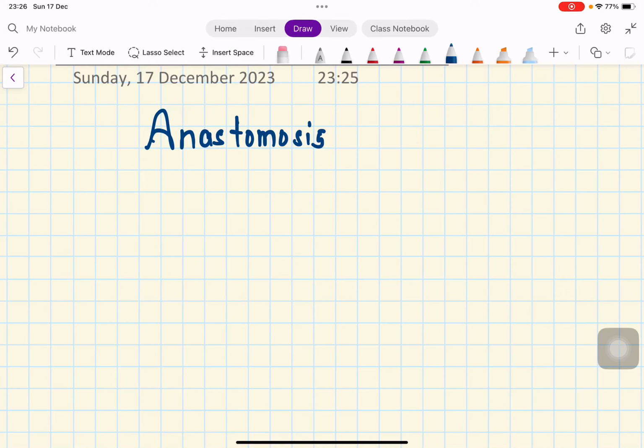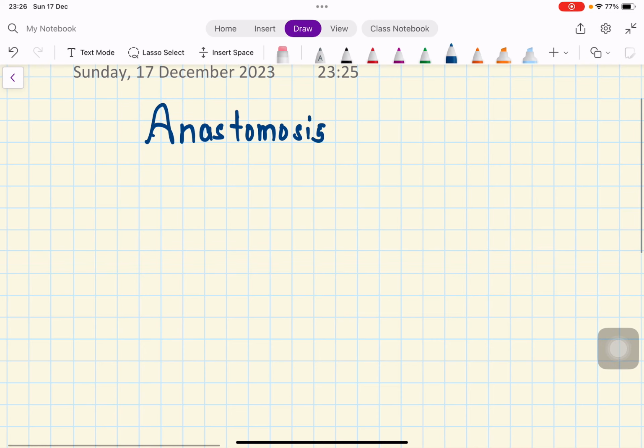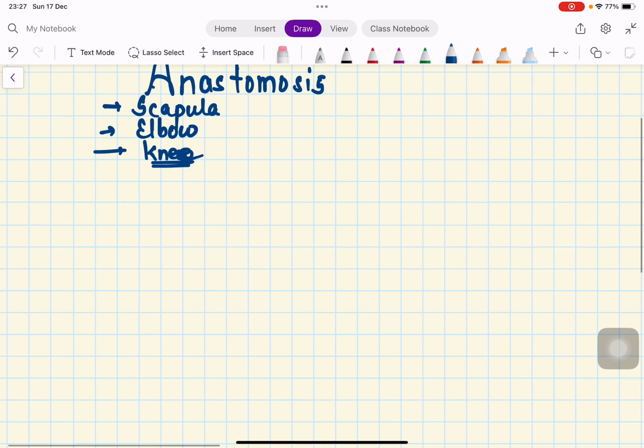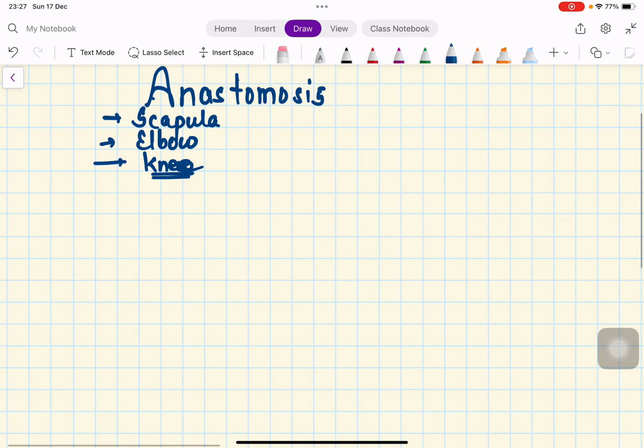So welcome back everyone. Today we are going to learn about the anastomosis around the scapula, around the elbow joint, and around the knee joint. Without any delay, let's understand the anastomosis around the scapula.